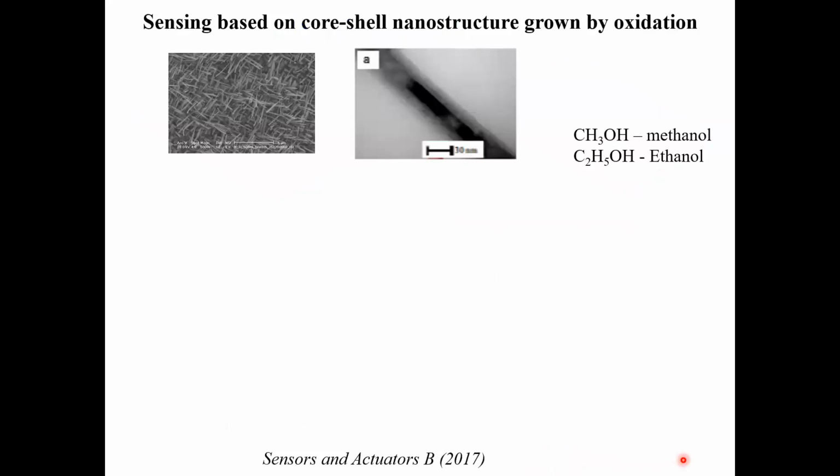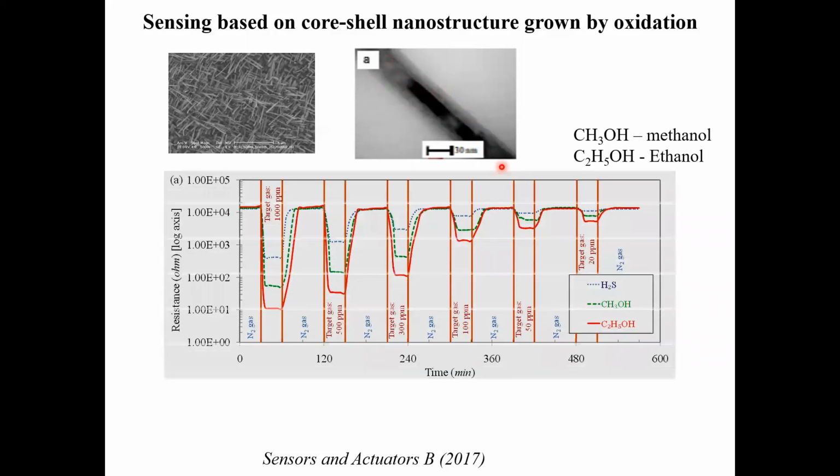Here is an example of sensing using core shell nanostructure that we create in Ti64 alloy. Remember, we oxidize Ti64. We get this kind of core shell nanostructure where core is the TiO2 and shell is alumina. And this work was done with Professor Hasib's group in University of Malaya. And so here is some data from the paper his group published.